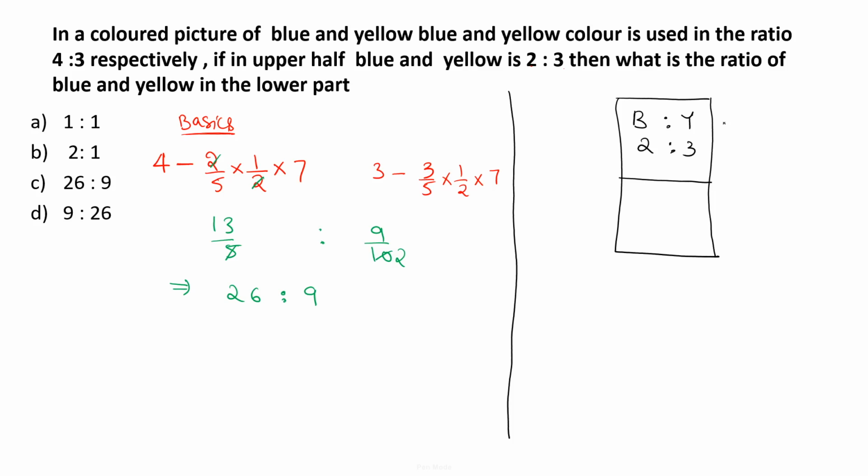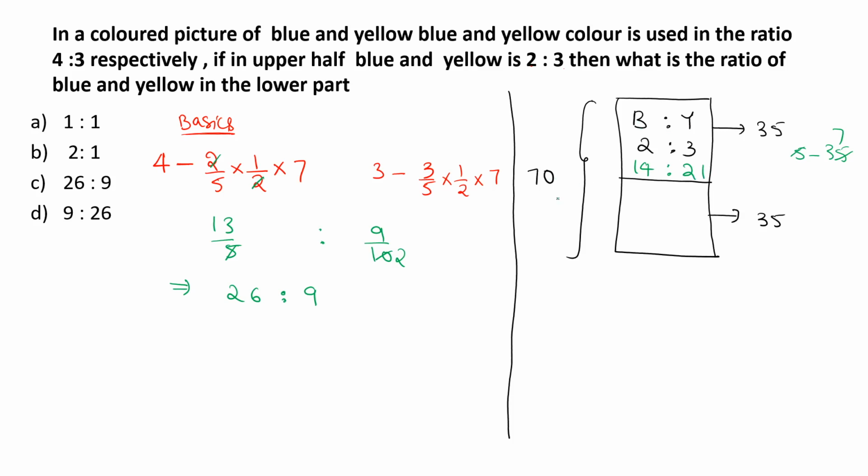Now let us assume the total value of the picture is 70 units, 35 in the upper part and 35 in the lower part. When the value of the upper part is 35, the value of blue and yellow, the summation of 2 and 3, is 5. When 5 is becoming 35, 5 ones and 5 sevens, 1 unit value is 7. Take 2 value as 14 and 3 value as 21. This is the amounts of blue and yellow used in the upper part.